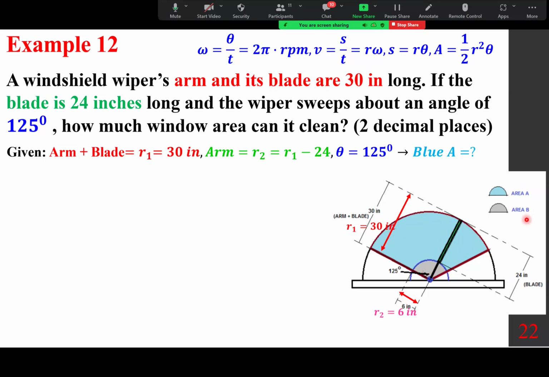Area A and area B. So calculate the area of the window and this arm that covers, and then calculate this gray region, subtract from it. So half of R1 squared theta minus half of R2 squared theta. R1 is the longer R, and R2 is the smaller.